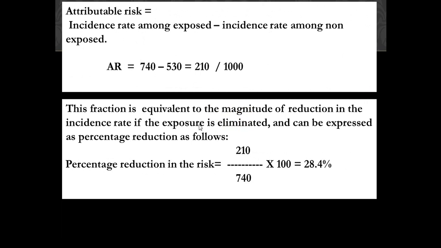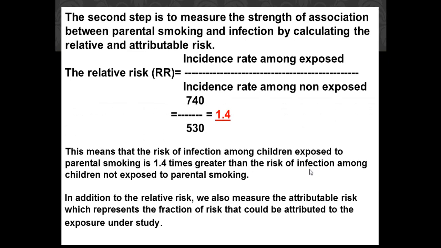So this fraction is equivalent to the magnitude of the reduction in incidence. There is a reduction in incidence if the exposure is eliminated, okay, or an increment if the exposure is present. So the reduction in incidence if the exposure is eliminated can be expressed as a percentage reduction as follows. The percentage reduction in the risk is equivalent to, as we said, the attributable risk over the total number multiplied by 100, and it was here 28.4. Okay.